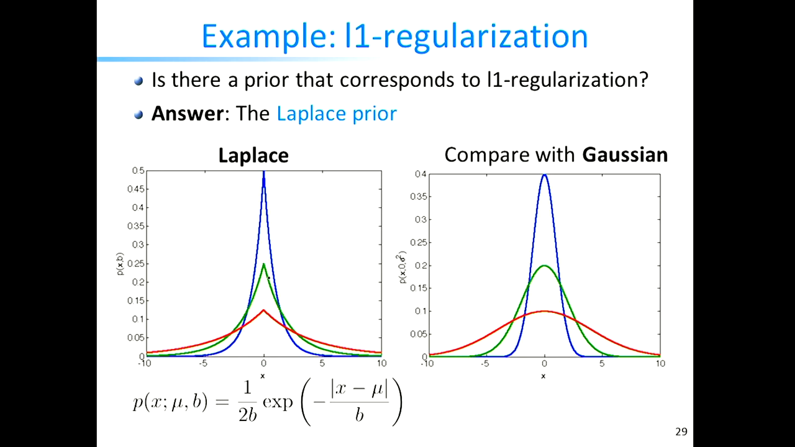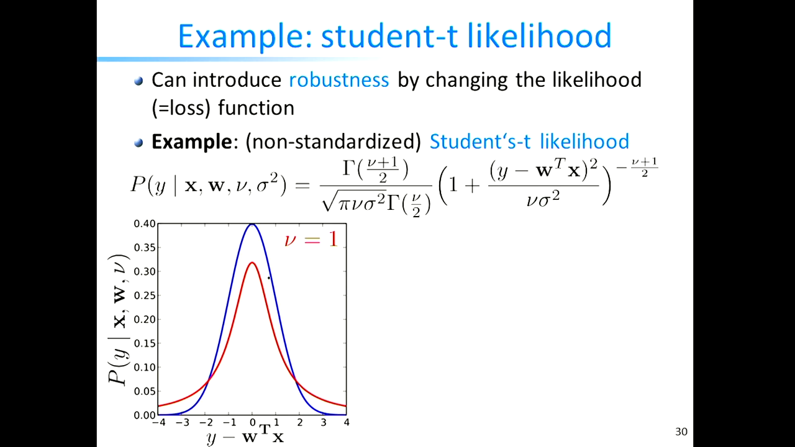Okay, so same for likelihood. We said if you do least squares, you think your noise is Gaussian. That's it. Least squares means you effectively assume that your labels are perturbed by Gaussian noise with constant variance. Okay, that may or may not be true.